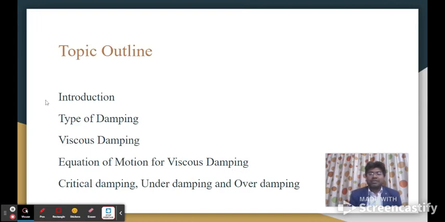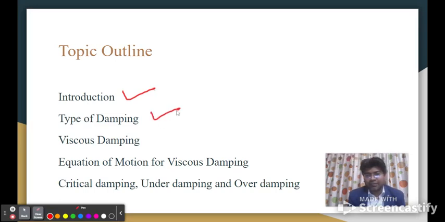Now, in today's lecture, we will be covering introduction to damping, then types of damping. Basically, we will be dealing with viscous damping and the equation of motion for viscous damping. In this equation of motion, we will be taking the critical damping condition, under damping condition, and over damping condition, and when they will be arising. Okay, let's move further.